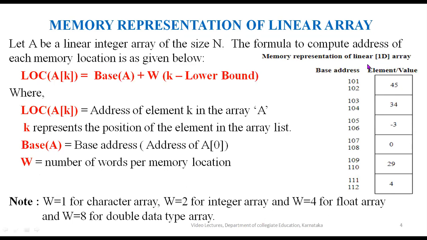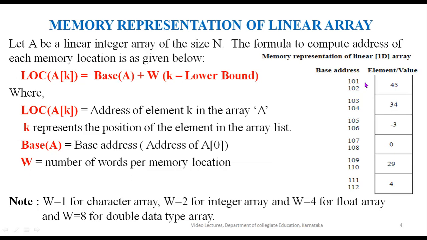Now the diagram here shows the memory representation of linear array. Here the size of the array is 6 and the values are 45, 34, minus 3, 0, 29 and 4. So in computer's memory, space is allocated randomly by the operating system. So here the memory address 101 is the base address, means the starting address of the array.